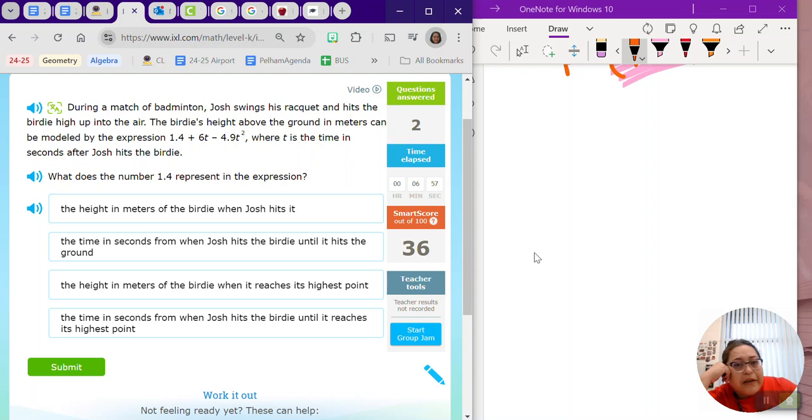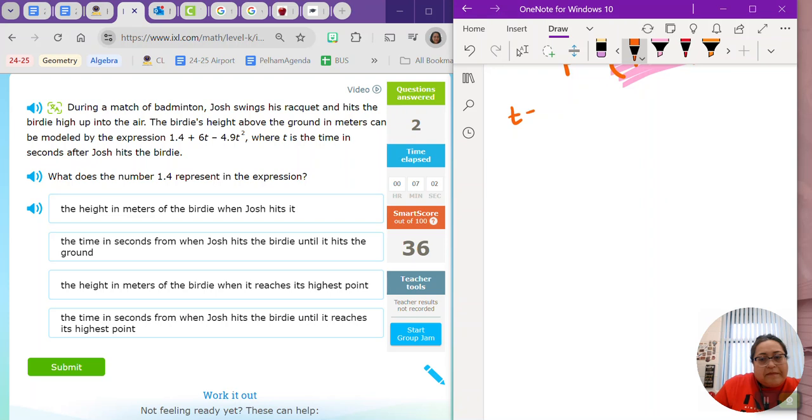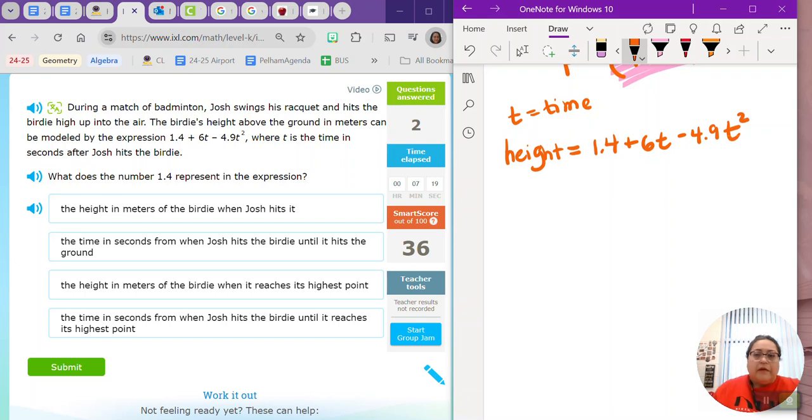The birdie's height above the ground in meters can be modeled by this. So T is time. And this whole thing gives us the height. The height is 1.4 plus 6t minus 4.9t squared. So if we plug in the time, we get the height of the birdie. What does the number 1.4 represent in the expression?